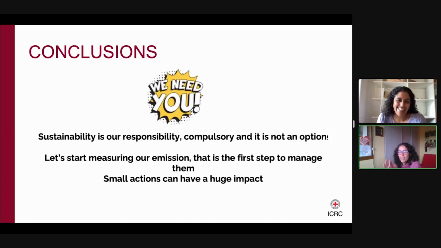And then for me, as a conclusion, and this is really to close, sustainability is our responsibility, and carbon emissions is our responsibility, is compulsory, and it should not be an option anymore. Of course, each organization is different. Some of them can do much more than others. I used to work in small organizations. Now I'm with ICRC, but I understand that the capacity could be different, but we need to start. Maybe you just start with the scope of the cars that you have around, but you need to start in that process.